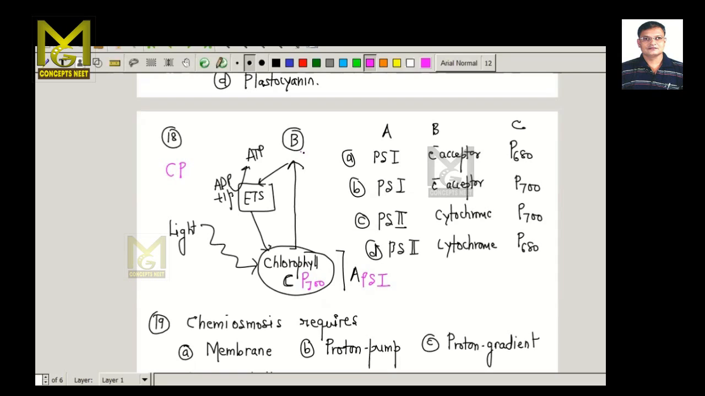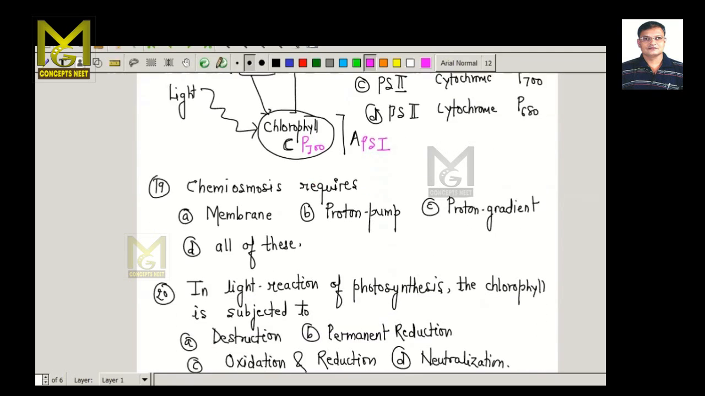And this chlorophyll is P700. And this here is an electron acceptor. So we have to match this. A is PS1, B is electron acceptor, and C is P700. So the correct option in this case is B.